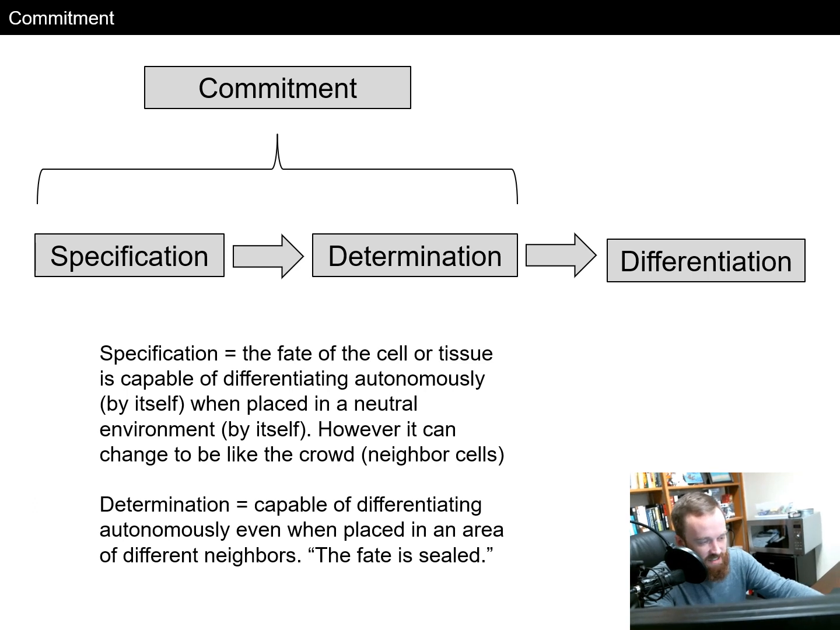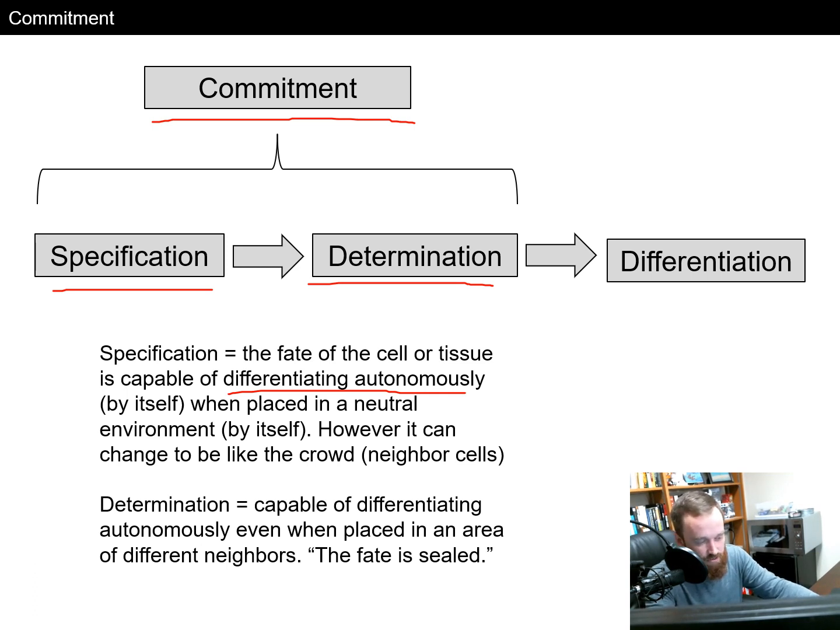So now we're going to hit on a little bit of lingo. Commitment of a cell is the process of specification and determination. Now, specification is when the fate of the cell or tissue is capable of differentiating autonomously, so it can differentiate by itself when placed in a neutral environment. So these cells will continue to differentiate or go down their path if you put them by themselves. However, their fate is not sealed yet.